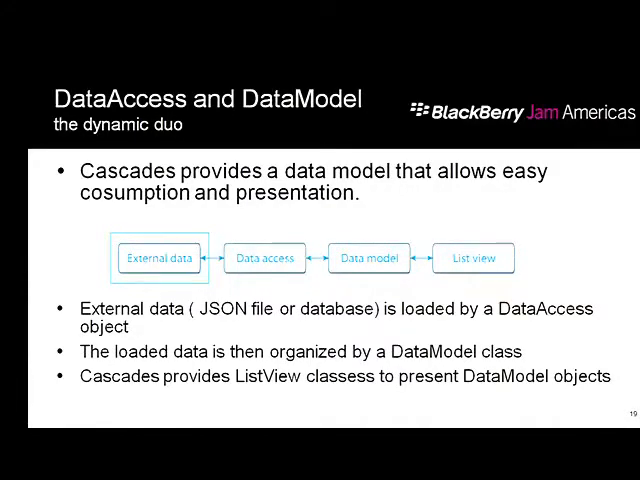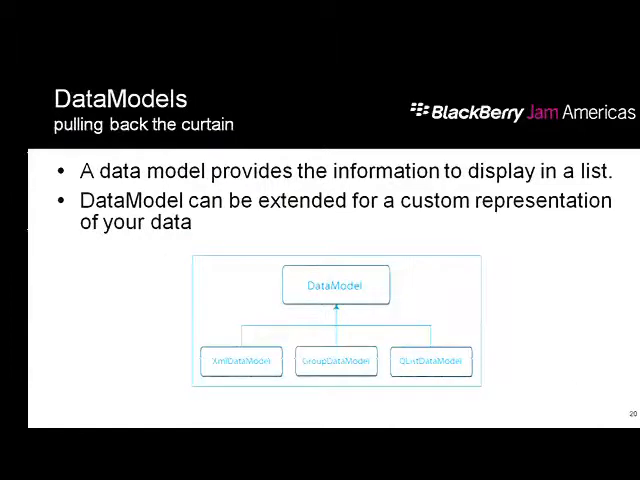One thing to remember about this data access data model is that it's for your Cascades application, and not your straight-up C++ application. If you were building a first person shooter, you wouldn't use Cascades. So it makes sense that if you weren't using Cascades, you wouldn't be doing it this way. You probably also wouldn't have a 1,000 record list view. You can create your own data models if you wanted. Out of the box, there's three: the XML data model, JSON data model, and SQL data model. But you can extend data model to whatever suits your need.